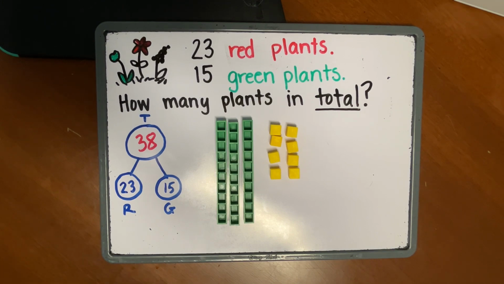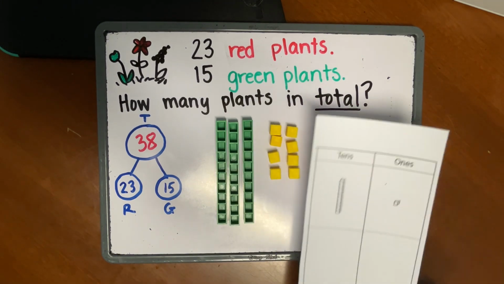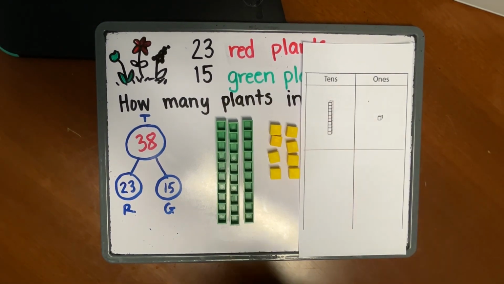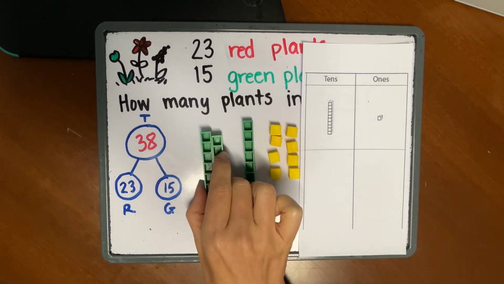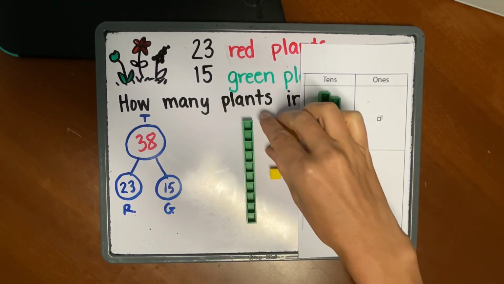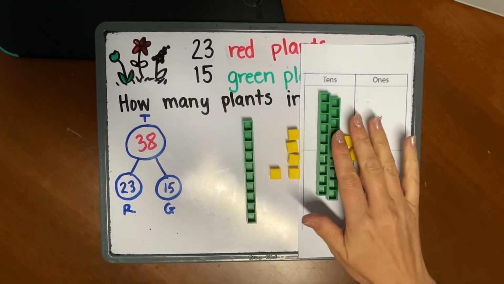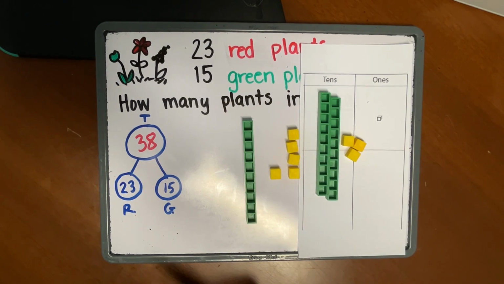Well, I want to think about this problem now on a place value chart. Take out your tens and ones place value chart and let's think about how you would show 23 on a place value chart. Where does it go? Pause the video and put your 23 on the place value chart and your 15 on the place value chart. What would that look like? Give it a go.